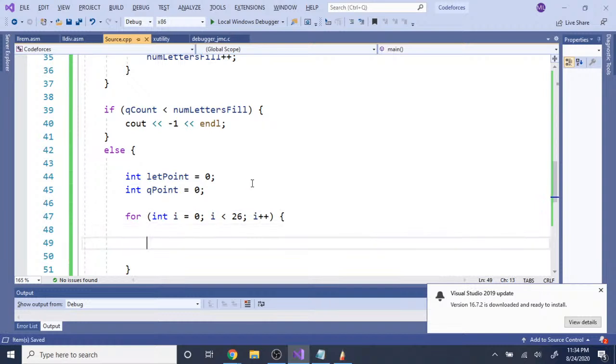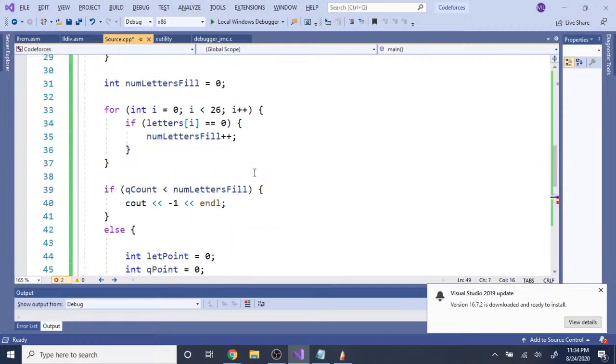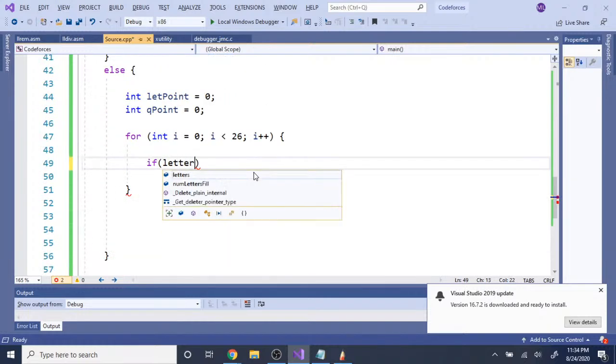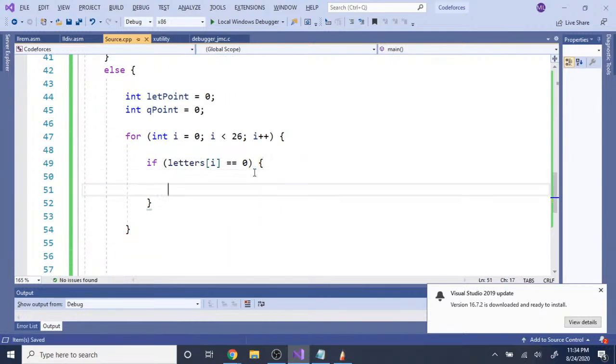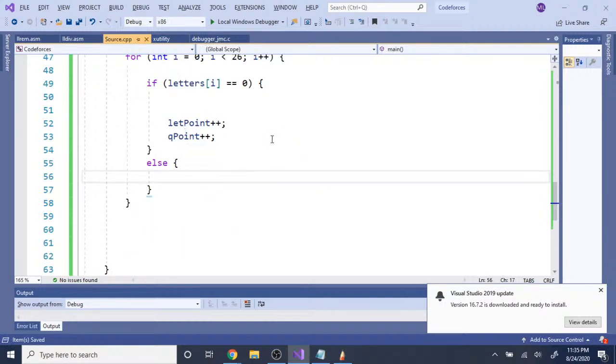And then what I'm going to do is, if letters at i is equal to 0, then I'm going to replace it, and then I'll do letter pointer plus plus, and then question pointer plus plus, right? Else we'll just set letter and question pointer to equal i. So if it's not, we'll move both pointers to the next one. So then letter pointer is equal to i, and question pointer is going to equal i.